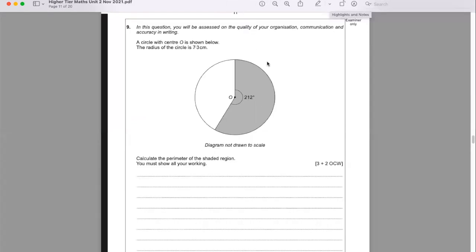Question 9. In this question, you will be assessed on the quality of your organization, communication, and accuracy in writing. A circle with center O is shown below. The radius of the circle is 7.3 centimeters. So just label that as 7.3 centimeters. Calculate the perimeter of the shaded region, and you must show all your working.